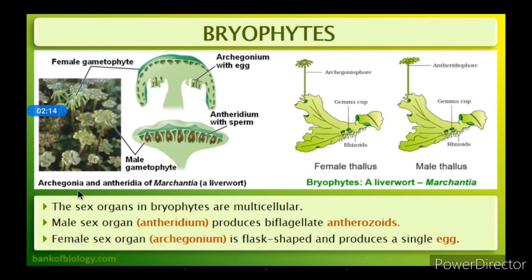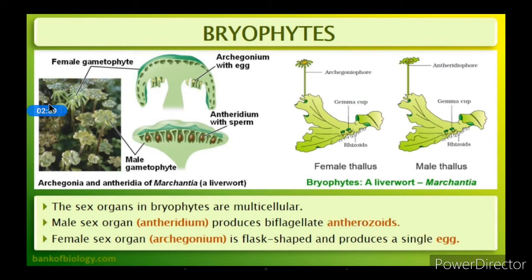Here is an example of Marchantia, a liverwort, a bryophyte. Here the male sex organ is known as the antheridium. This you have to keep in your mind: antheridium, male sex organ. And the female sex organ is known as the archegonium, which produces the egg, while the antheridium produces the biflagellate antherozoid, that is the sperm.